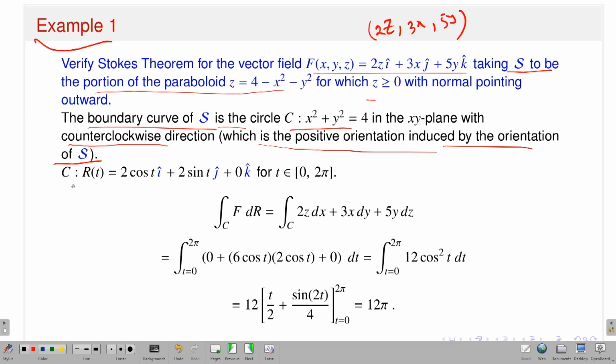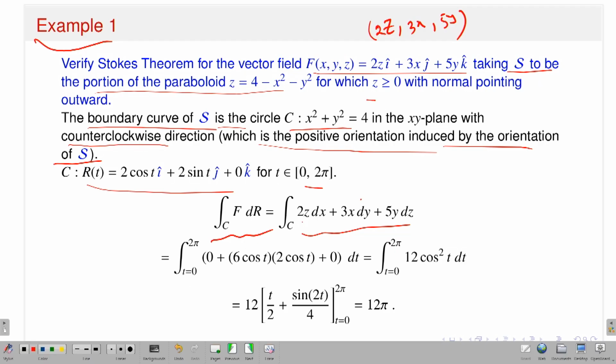If I write my curve as a parameterization, which is a circle x square plus y square is equal to 4, then I will have 2 cosine t, 2 sin t, times 0 times k cap. This is the corresponding parameterization of my boundary curve C. Then I calculate the vector line integral of my vector field capital F, which is m dx plus n dy plus p dz, and it is very easy because you have the parameterization. So this is from 0 to 2 pi.